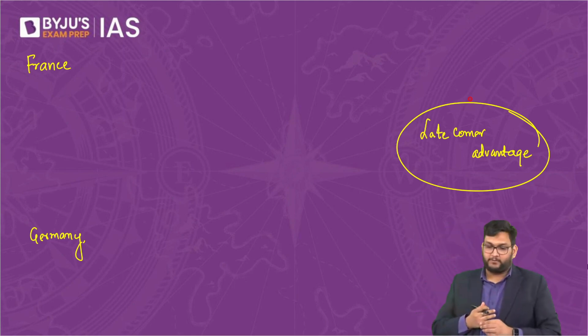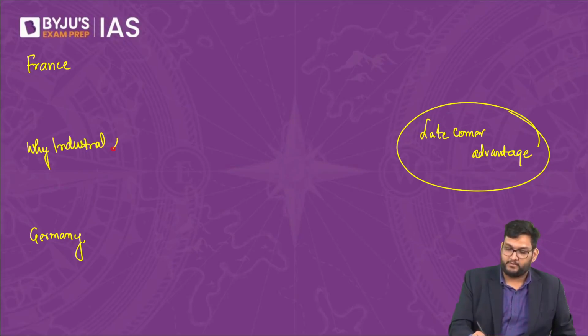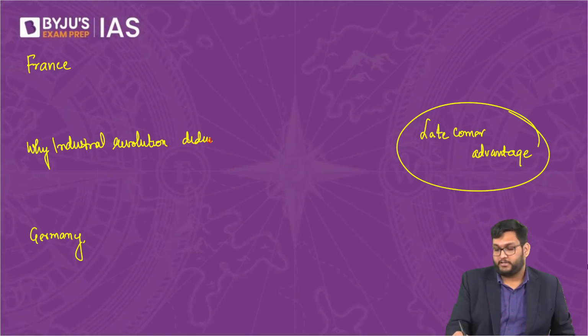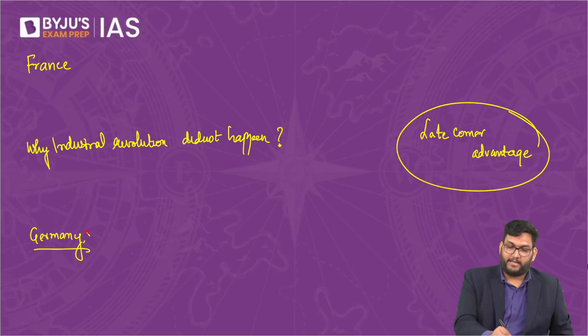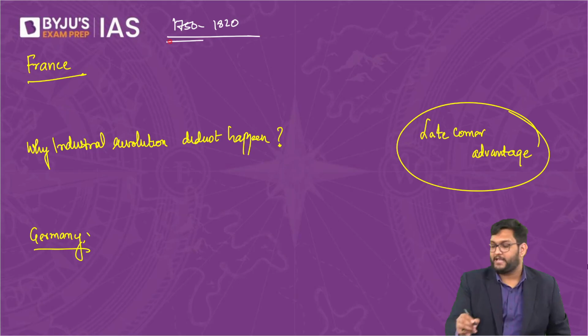Okay. Now, first we have to discuss why the industrial revolution did not happen. Can anybody tell me why the industrial revolution did not happen in France between 1750 to 1820? Can anybody guess what it was?